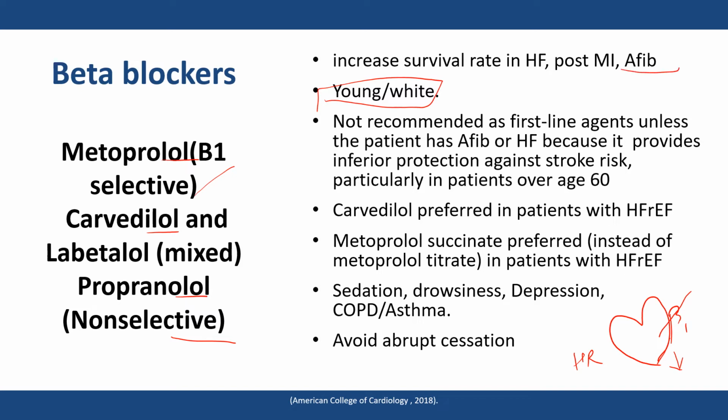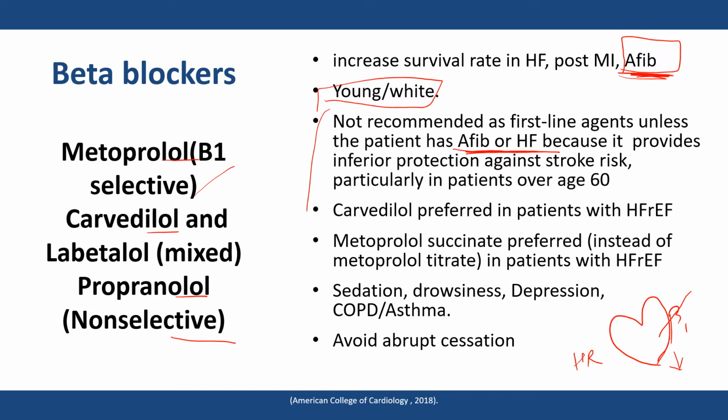Now this is new. You didn't see that with ACE inhibitors and ARBs. They had no role in AFib. Remember, beta blockers control heart rate. So that's one difference between ACE inhibitors, ARBs, and beta blockers. Now this is interesting. Beta blockers are not recommended as a first-line agent unless the patient has AFib. So these are the compelling reasons. Why would you pick one drug over another?